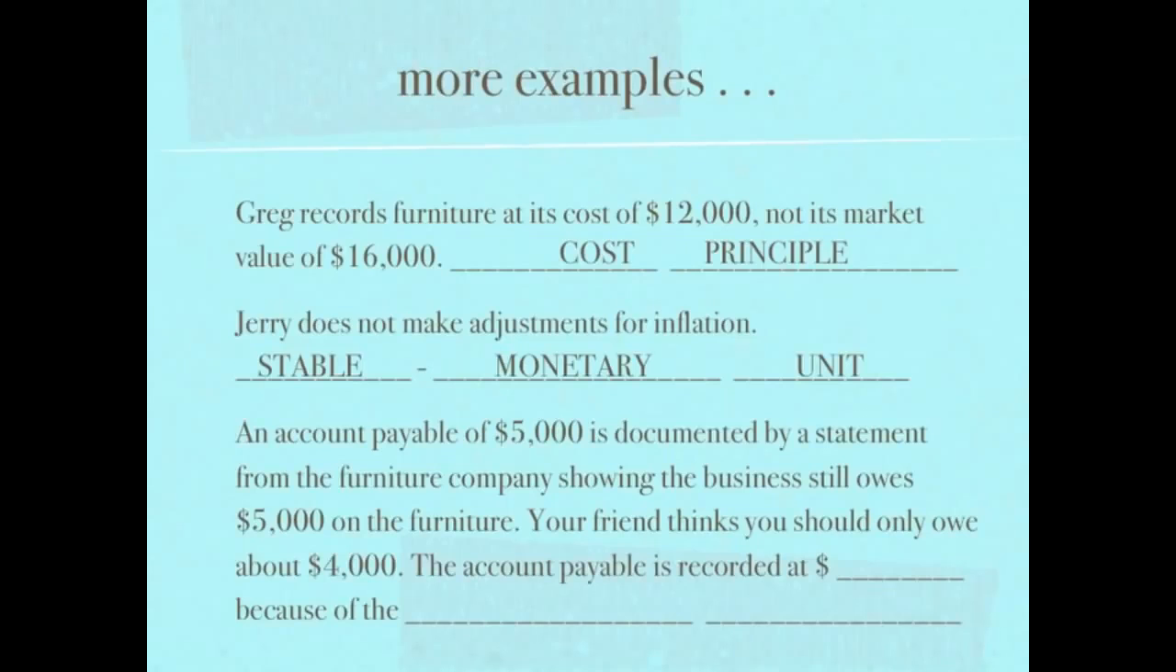An account payable of $5,000 is documented by a statement from the furniture company showing the business still owes $5,000 on the furniture. Your friend thinks you should only owe about $4,000 at this point. The account payable is recorded at $5,000. That's the reliable amount. This is because of the reliability principle. So you'll note that the cost principle and the reliability principle are very closely related here.